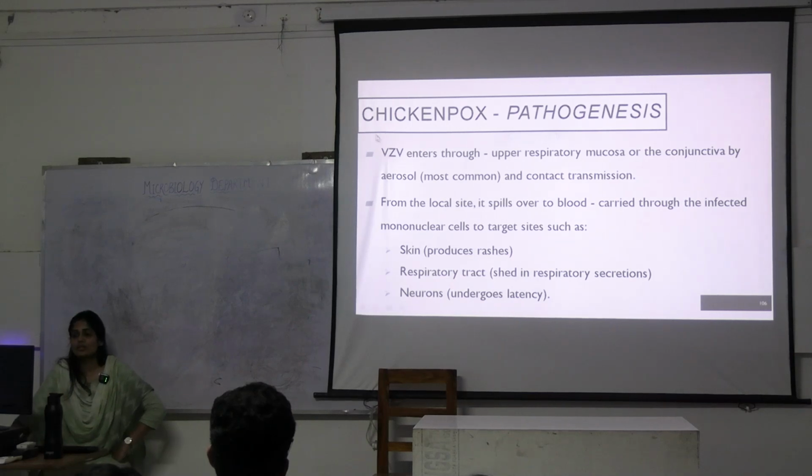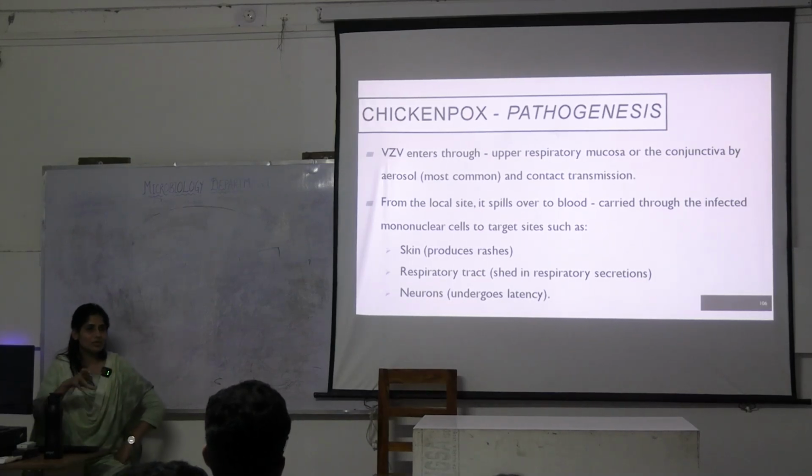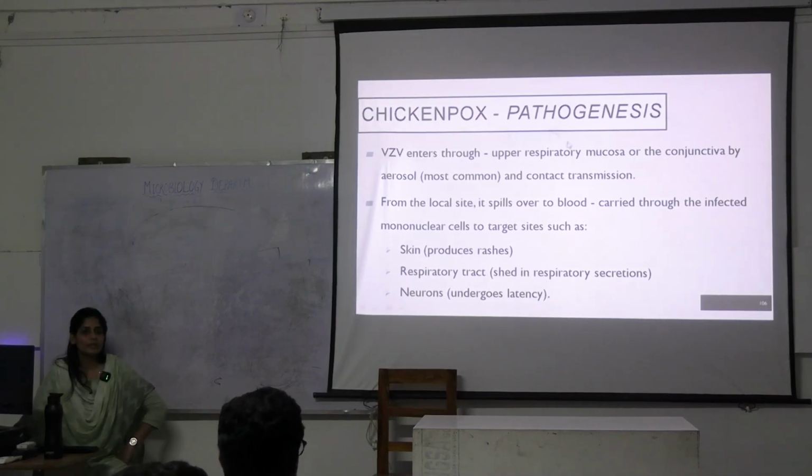Again, how does this enter? Through the upper respiratory mucosa or conjunctiva or contact transmission. You can say it needs contact and airborne precautions. Whenever you see a person infected with chickenpox, you might have noticed that person going to school, and if one person falls sick in the class, many students contract this disease because of this spread. It spreads through contact or the respiratory route, right?